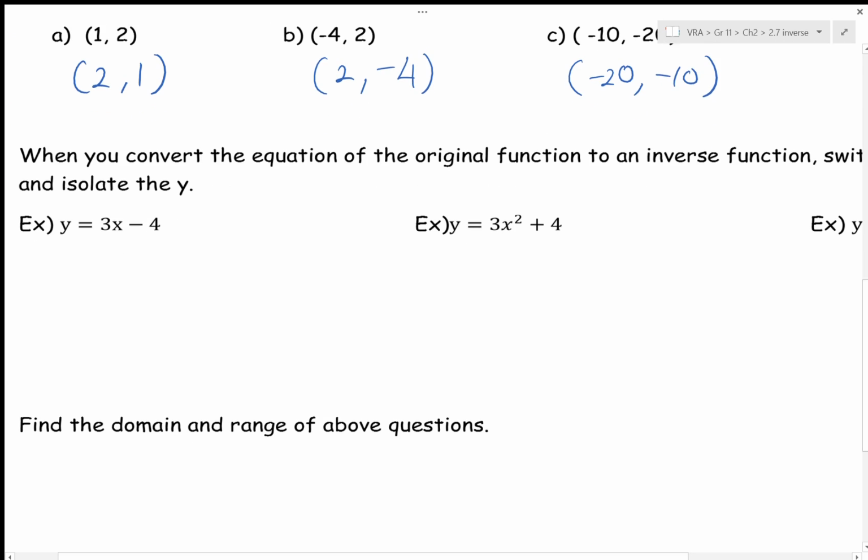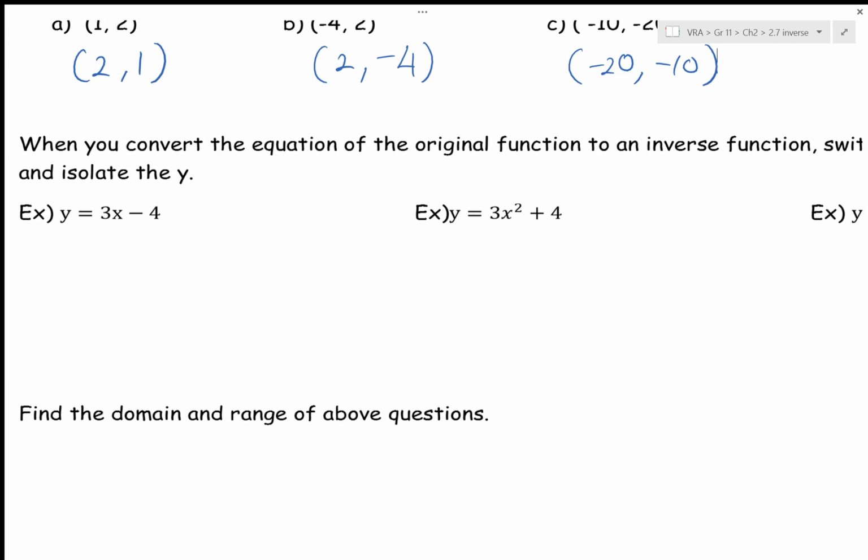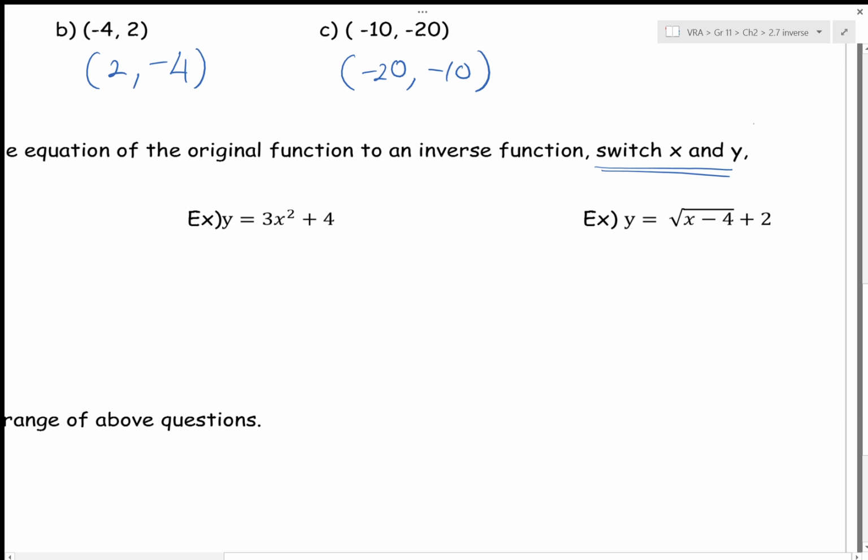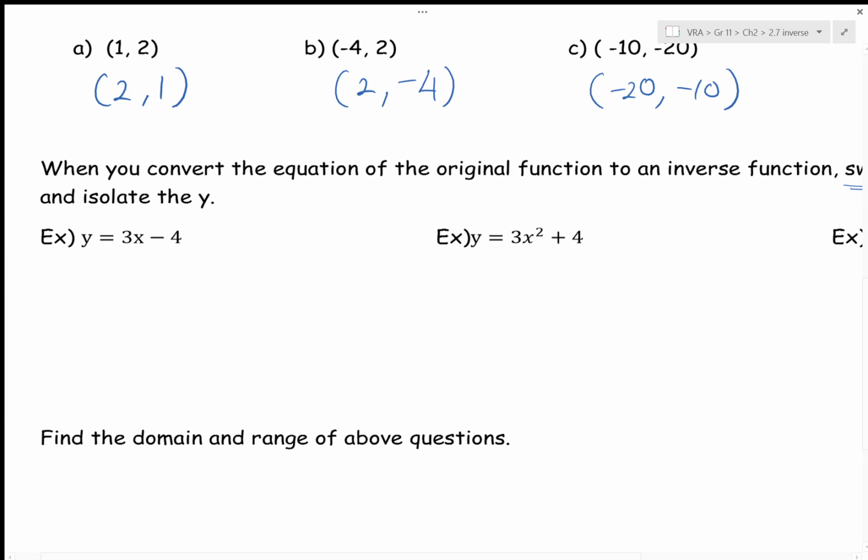Okay, now the next one is in terms of the equations. So sometimes there is an equation for the original function, and then you need to convert that into an inverse function. So in order for you to do that, the very first thing is to switch x and y. Now sometimes y is in the form of f of x or g of x or whichever. Okay, and then switch x and y and then isolate y.